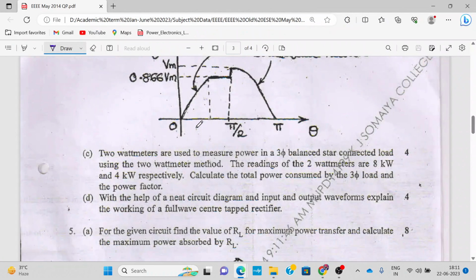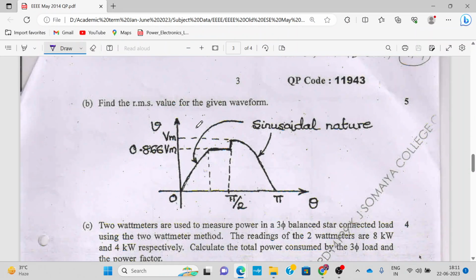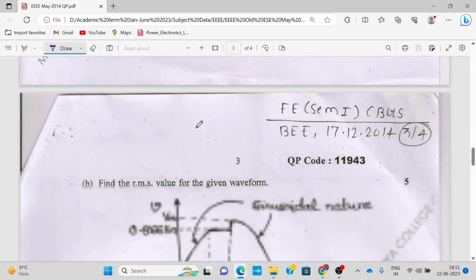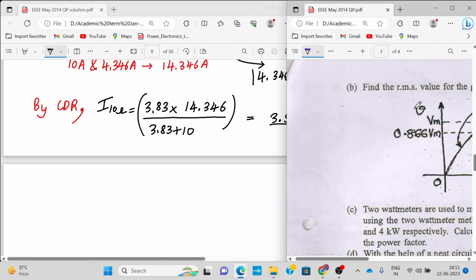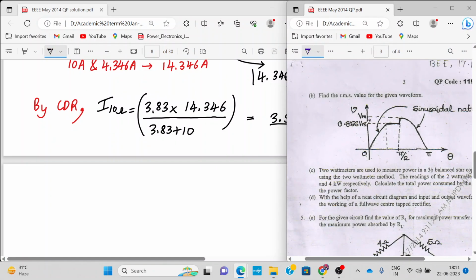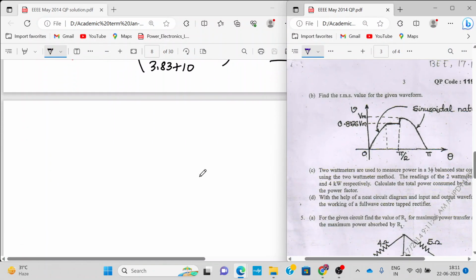Now question number 4B. Find the RMS value for the given waveform. Okay, this is the waveform given. A similar type of numerical we have solved in the class, but we'll address this nevertheless. I'll only show you the technique. Just to save time, I'll skip the calculations. You can find out the values on your own a little bit.